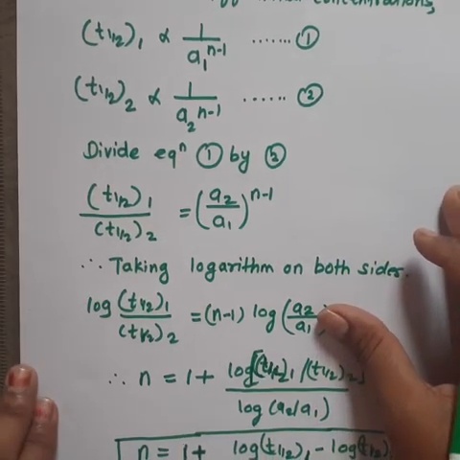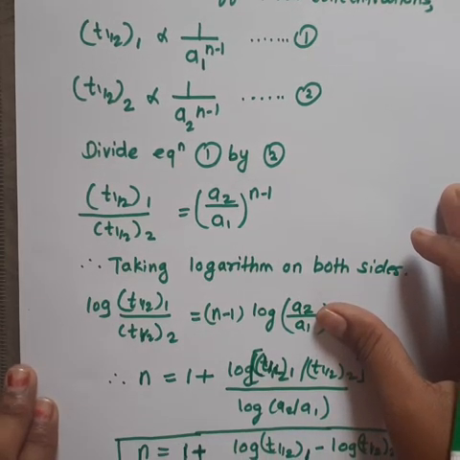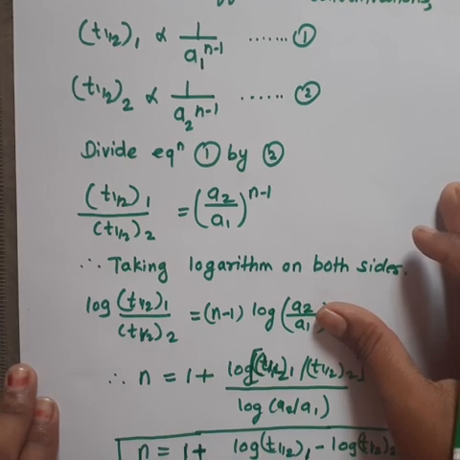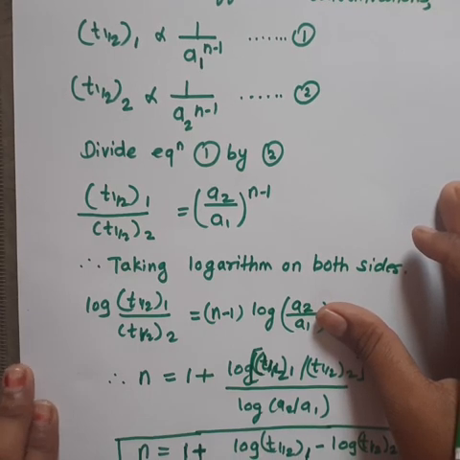In the next lecture, we will study the last method to determine the order of a chemical reaction, that is the differential method.